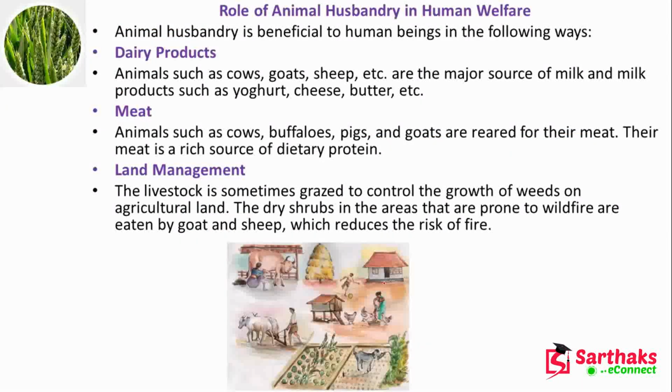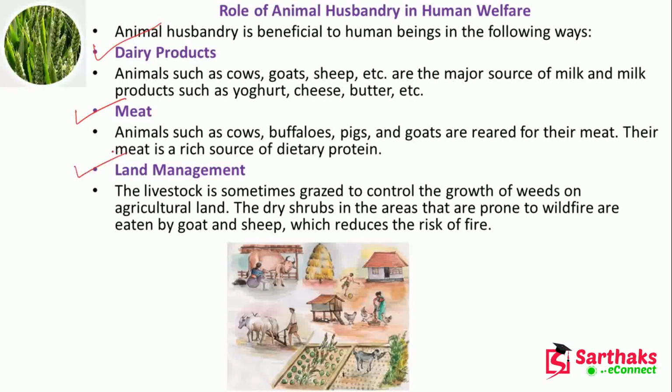Now, the role of animal husbandry in human life. Dairy products: in the morning take milk, in your breakfast take cheese, in lunch you take curd, yogurt, paneer, so many things you can use. Everything is dairy product. Meat is high in protein, that you can use.